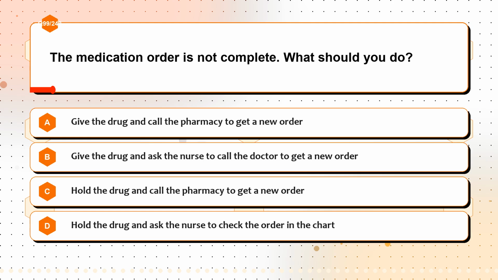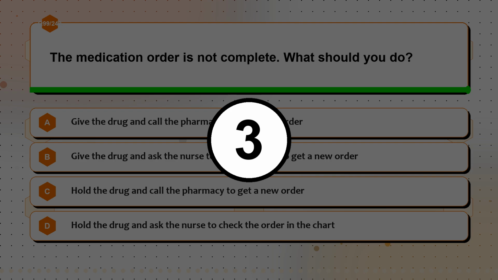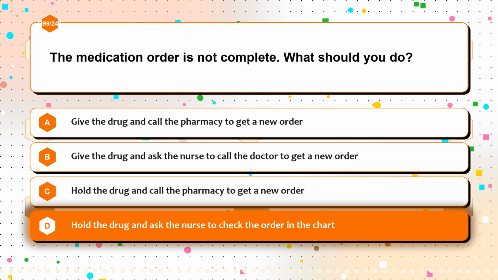Question 99. The medication order is not complete. What should you do? Here are the options. Option A, give the drug and call the pharmacy to get a new order. Option B, give the drug and ask the nurse to call the doctor to get a new order. Option C, hold the drug and call the pharmacy to get a new order. Option D, hold the drug and ask the nurse to check the order in the chart. The correct answer is option D. Hold the drug and ask the nurse to check the order in the chart.